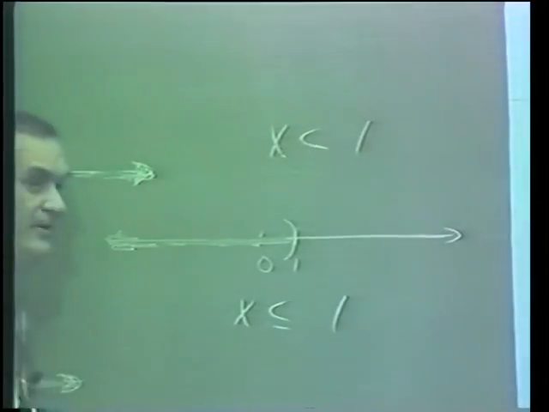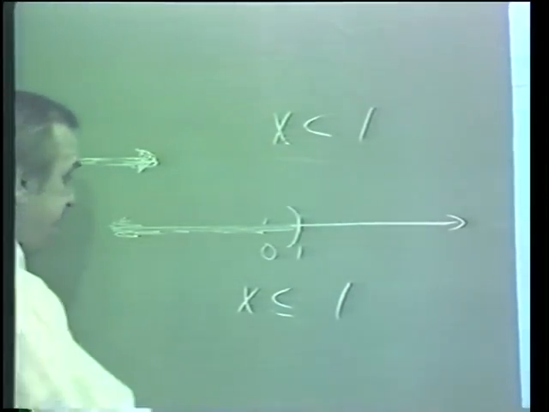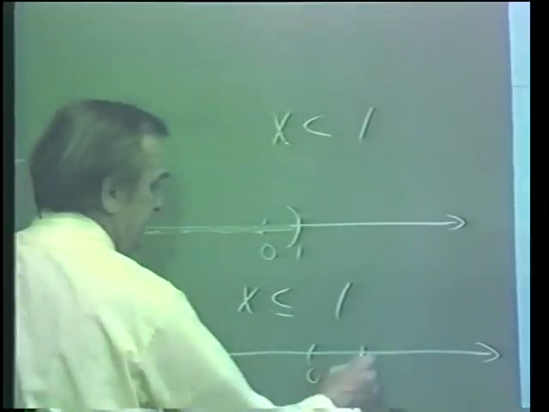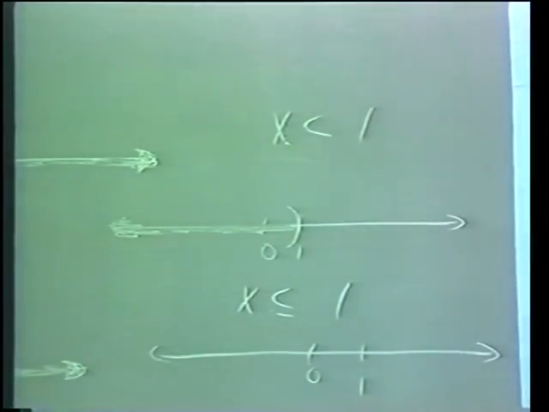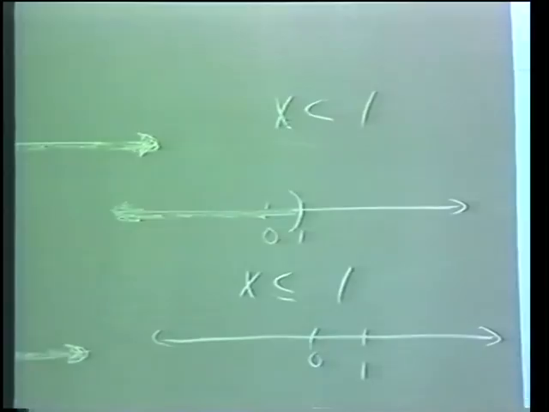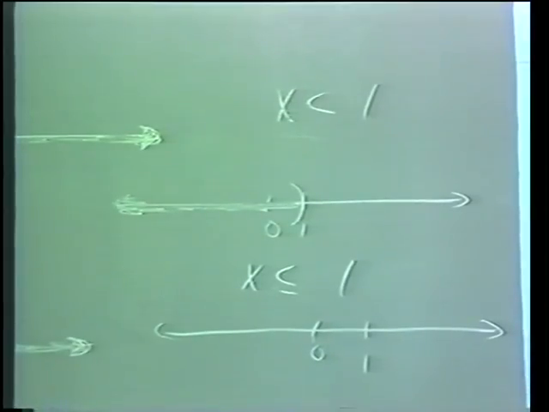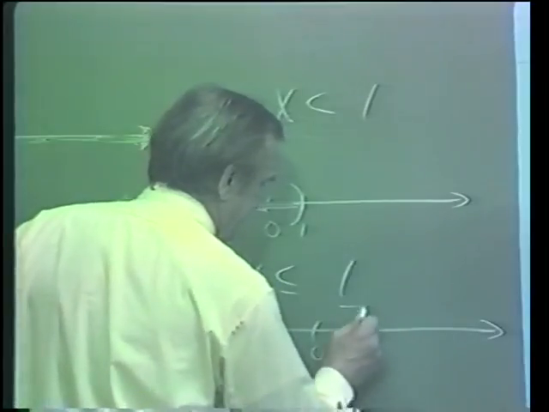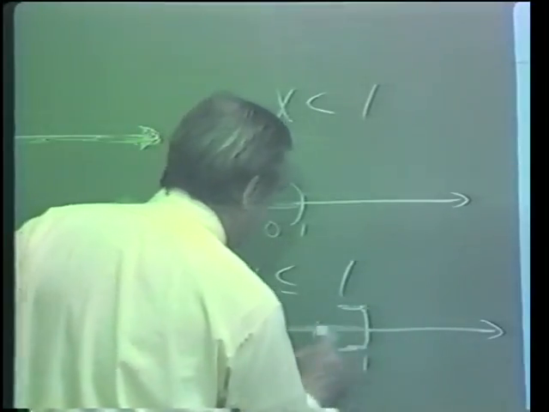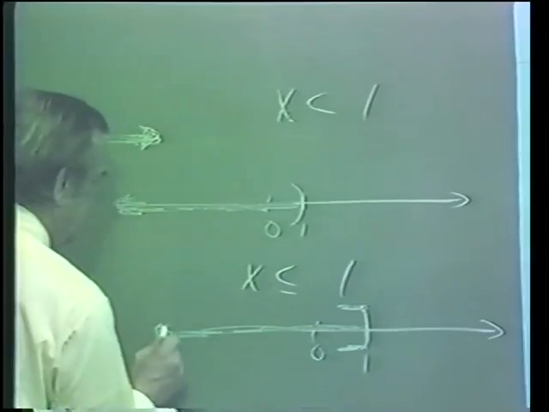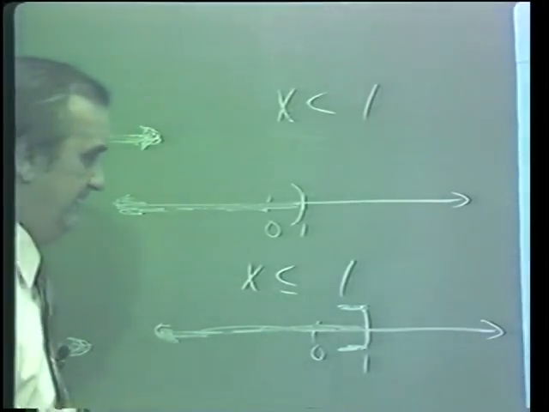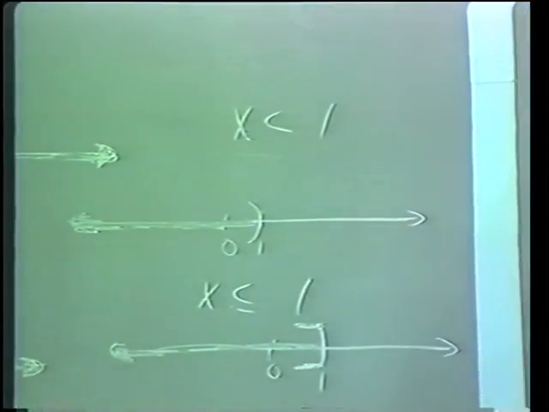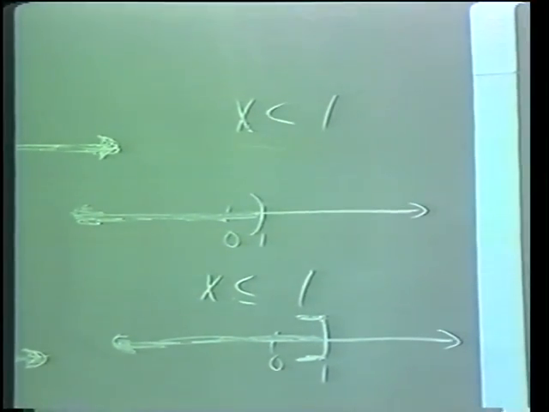X is less than or equal to 1. Again, we have the number line, we have 1. Now, Lynn, what are we going to do? You're going to put a bracket at the 1, and then the arrow shade. Bracket at 1, facing to the left, darkening everything to the left. And there is the solution set. X is less than or equal to 1.